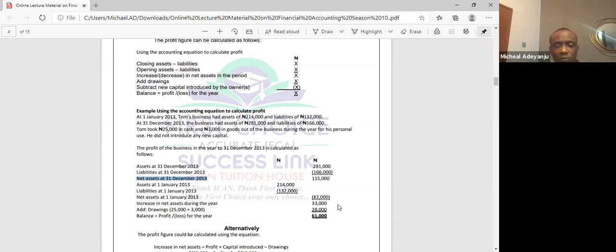So if it is positive, then we are having an increase in net assets. If it is negative, then we are having a decrease in net assets. A situation whereby your closing net asset is greater than your opening net asset is called an increase in net assets during the year. And if it is vice versa, then it is called a decrease in net assets during the year.